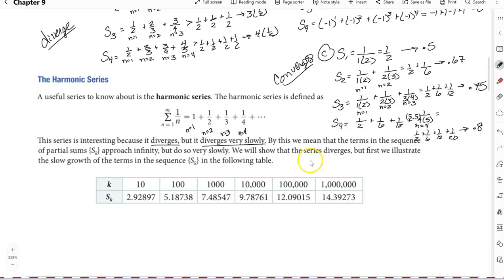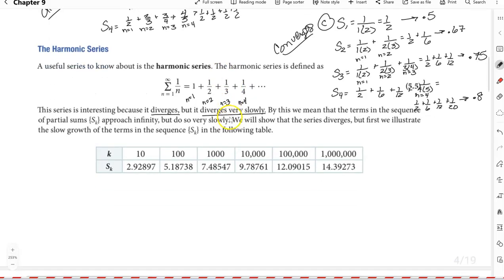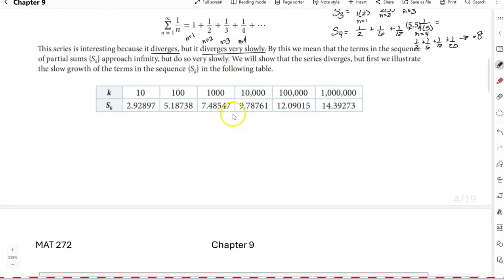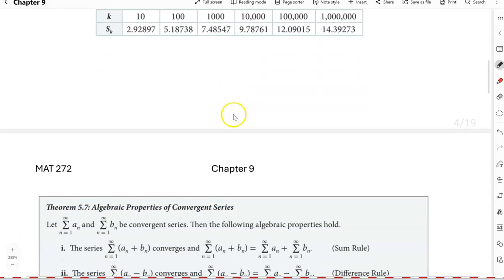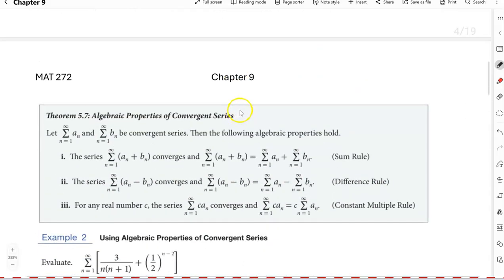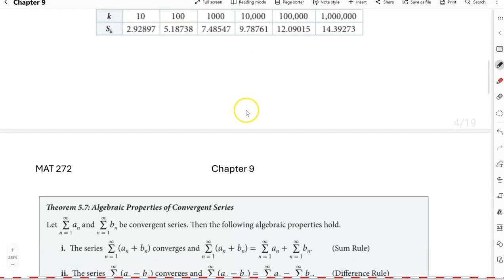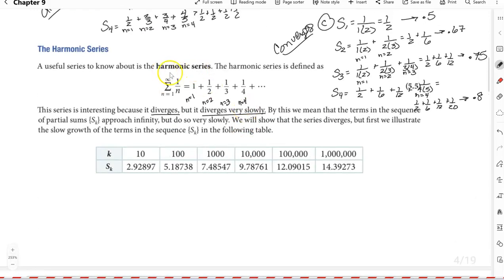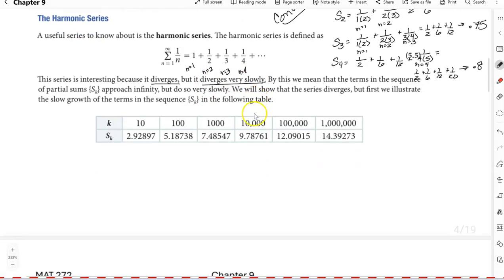And so then the question becomes, well, how did I know this one was going to converge and this one's going to diverge? Well, like I said, we're going to lead into some tests to help us determine what's happening with those. But the harmonic series, this is one that I would memorize. The harmonic series is always going to diverge. It's a very, very slow divergence. You can see from this table that the first million terms only adds up to 14.